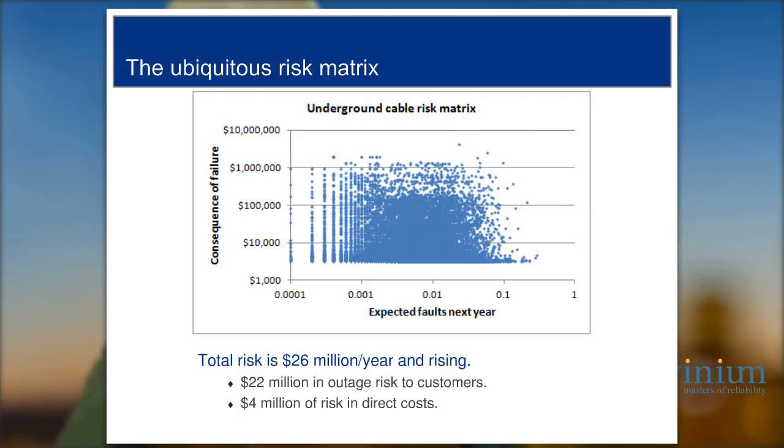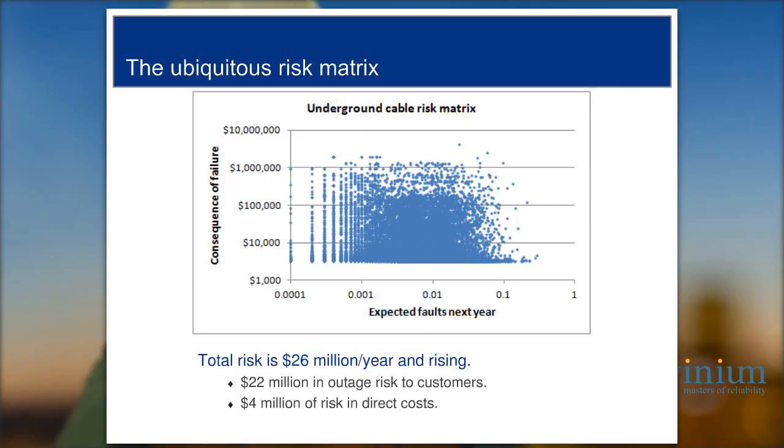And I bet that just about everybody who's listening here has seen one of these at one time or another. We're looking at here a real example from a utility, again, another one that happens to be in the Northwest. And what this plots is every cable segment in their system according to how likely it is to fail on the x-axis. In other words, how many faults do we expect there to be next year in each cable run versus the consequence of failure in terms of the customer effects.